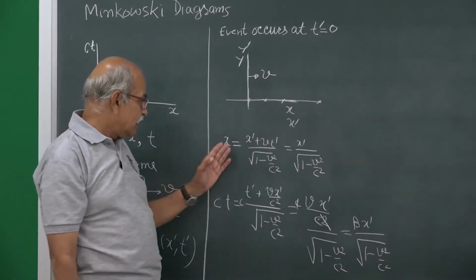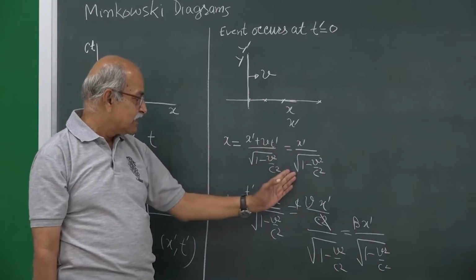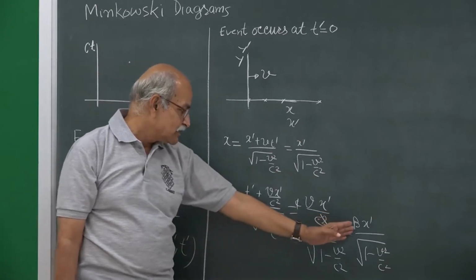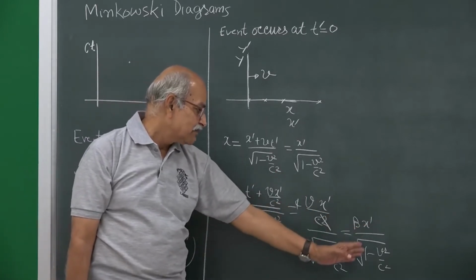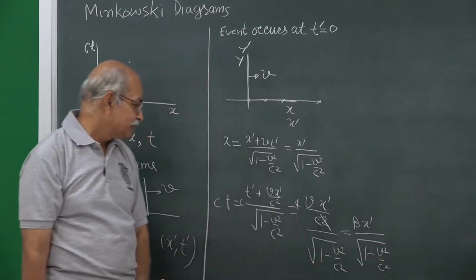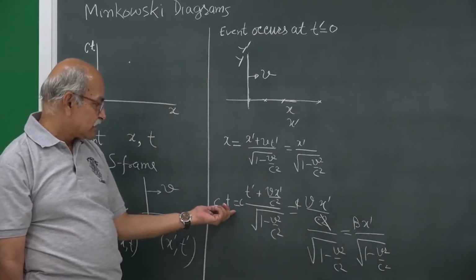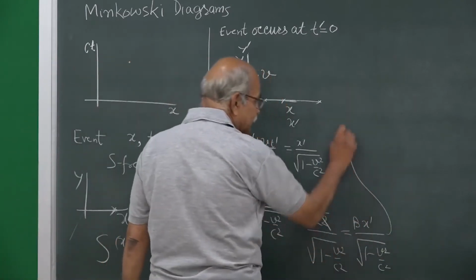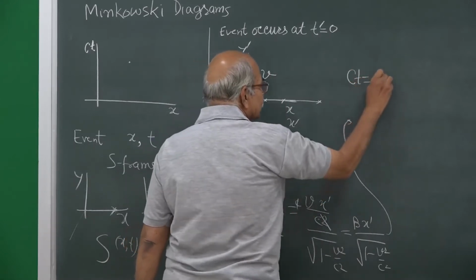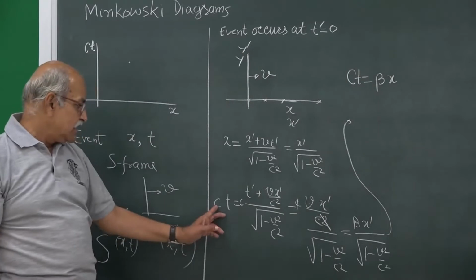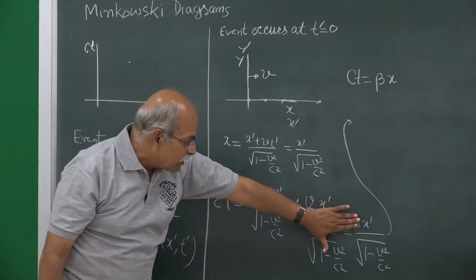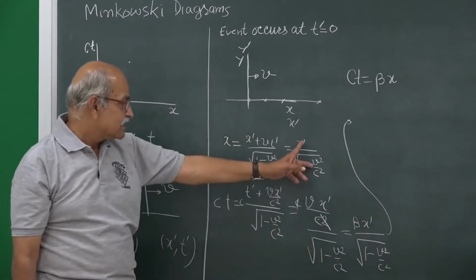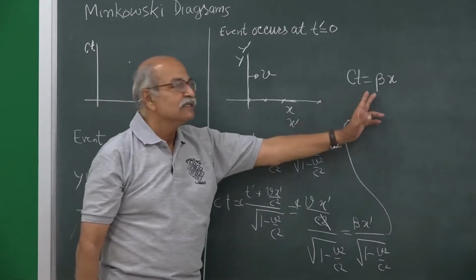Look at this equation, x is equal to x prime divided by square root of 1 minus v square by c square. Ct is equal to beta times x prime divided by square root 1 minus v square by c square. So, what you see is ct is beta x. C times t is beta, and after this beta what you have, x prime divided by square root 1 minus v square by c square, is just x. So, ct is equal to beta x.